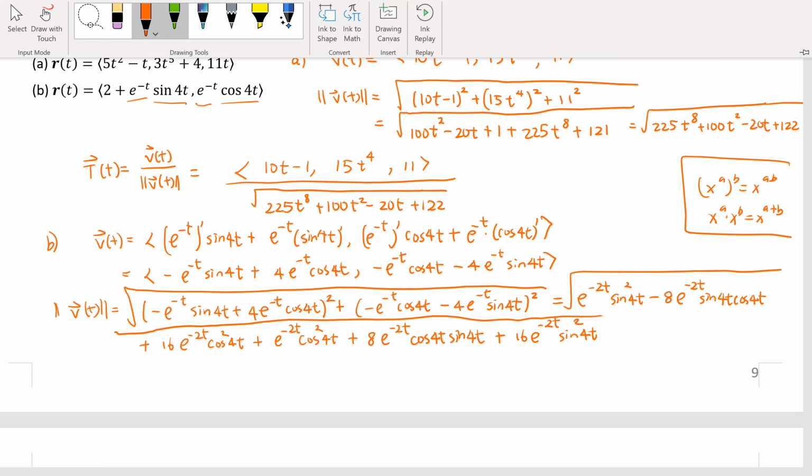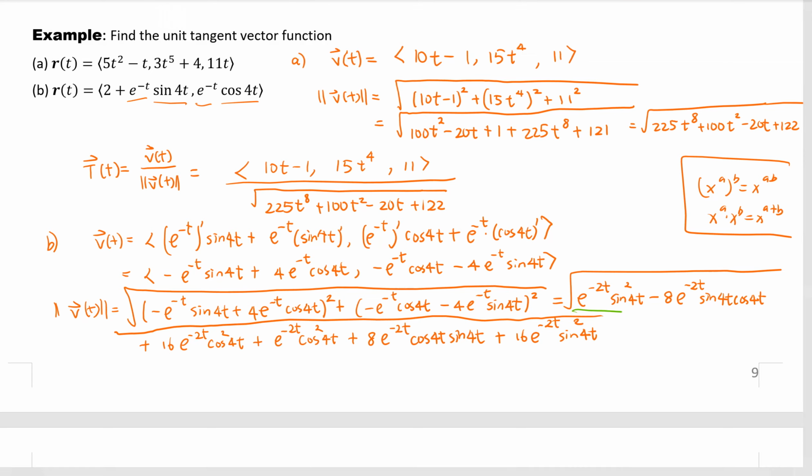Okay, next, open your eyes. Look at this guy and this guy. They combine together. You can see we can factor out e to the minus 2t, and then we get sine squared plus cosine squared is 1. So that's why this will give us e to the minus 2t. And can you see this guy and this guy cancel? And this guy and this guy, we can combine them. It gives us 16e to the minus 2t. Also, sine squared plus cosine squared equals 1. So at the end, we get the square root of 17, and then the square root of e to the minus 2t becomes e to the minus t.